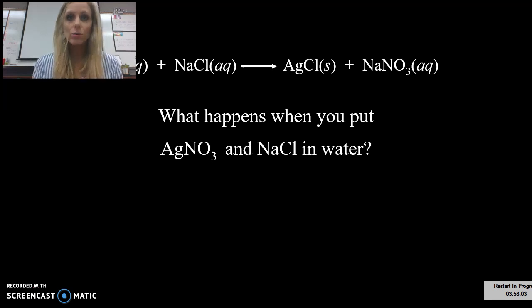on net ionic equations, which on It's Learning I abbreviate NIE, net ionic equations. And then do some practice problems from the packet. Those will be assigned on It's Learning.